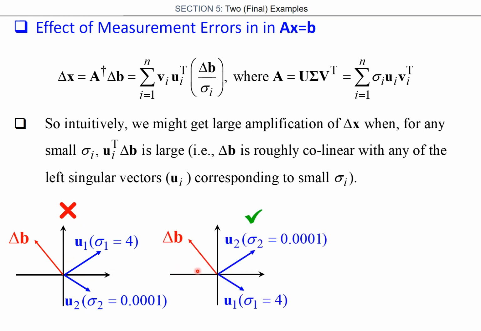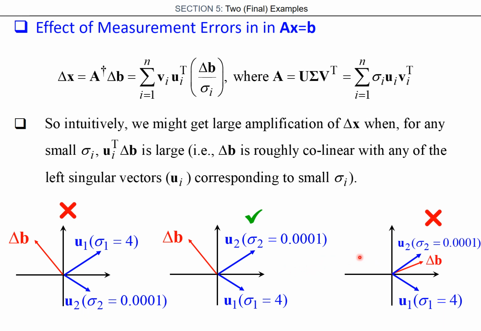What about this one? Here we've got sigma 2 is 0.0001, but look at what delta b is. So delta b and u2: u2 transpose times delta b, that's almost 90 degrees. So that's going to be quite small. Why is it going to be small? Because u2 transpose times delta b is given as the norm of u2 times the norm of delta b times cos of the angle between them. And cos of something that's nearly 90 degrees is going to be nearly 0.